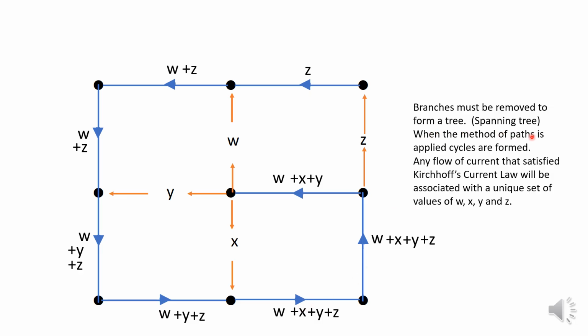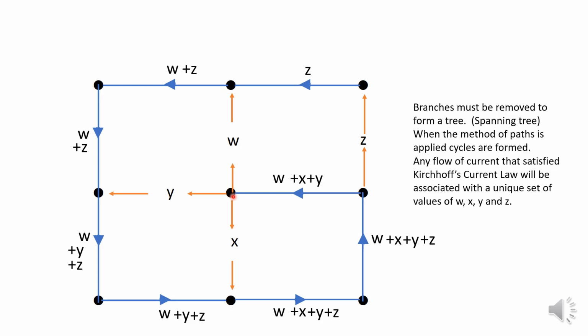Now, when the method of paths is applied, cycles are formed. If you look at the W here, we replace the flow of W across here by an input of W and an outflow of W here. But just remember that this is only for computational purposes. There's an actual branch here, so you have an actual flow of W going along this cycle. So it goes along a complete cycle here and goes along here again.